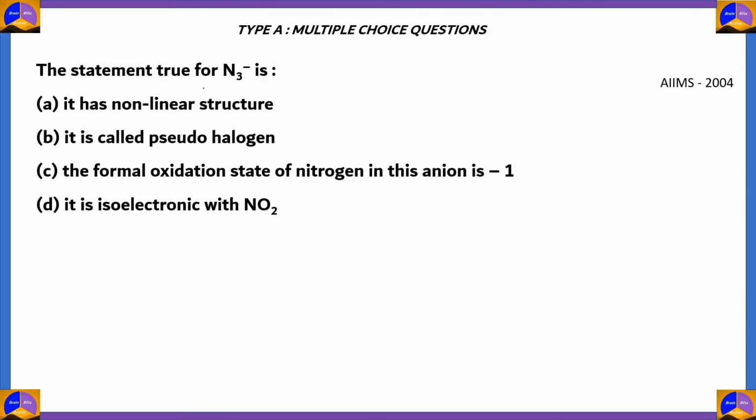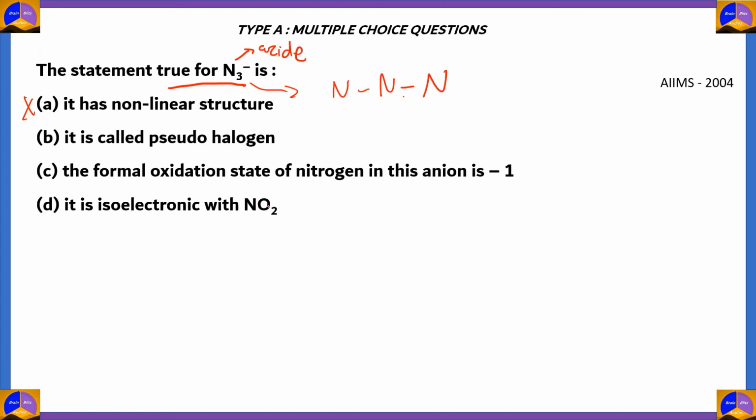Next question. We need to find the statement among the following which is true for N3-. This is called an azide ion. So which of these is true? A, it has a nonlinear structure. This is incorrect. Azide or N3- is always linear. So therefore option A is incorrect.